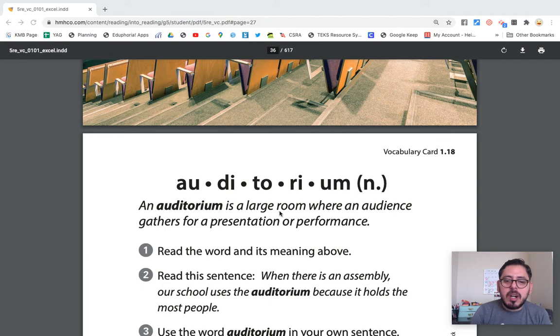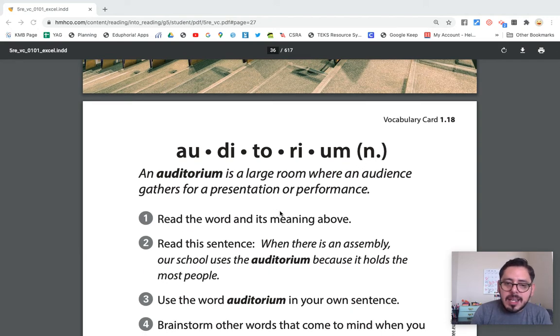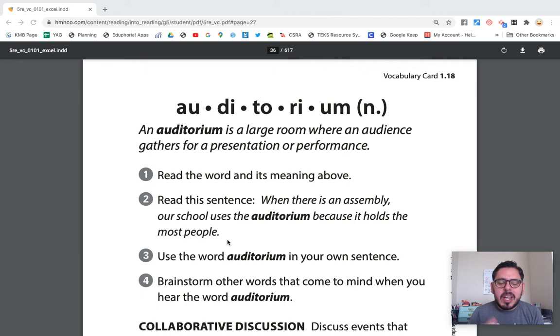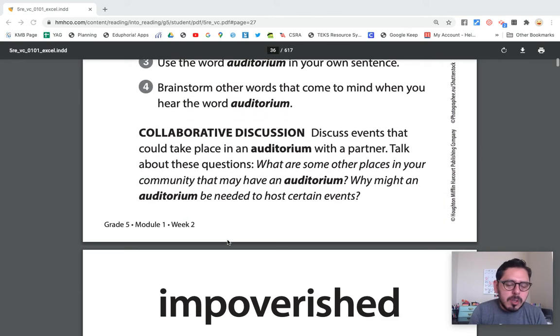An auditorium is a large room where an audience gathers for a presentation or performance. Here we go. When there is an assembly, our school uses the auditorium because it holds the most people. We have a very big one in high school. In the high school, there's a big auditorium. That's the biggest one. The ones that we have in the classroom are in a way auditoriums. They're more like forums, but they're small auditoriums.